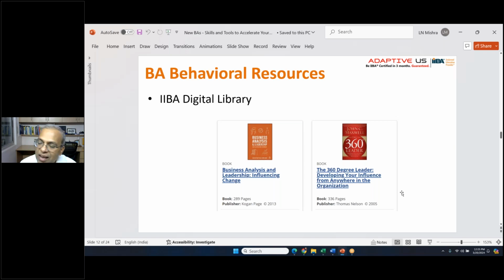That's the case for every role that you see. Like if you are in the sales organization, in project management, product development, wherever you are, you will need a higher level of competency in behavioral skills. So I've given you two good resources for that. But this is something available only when you are a member of IIBA.